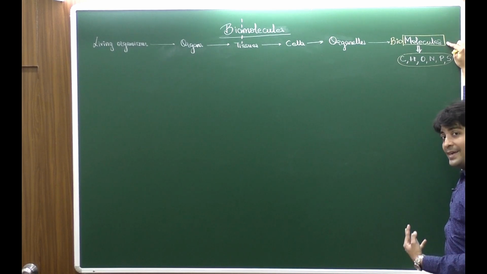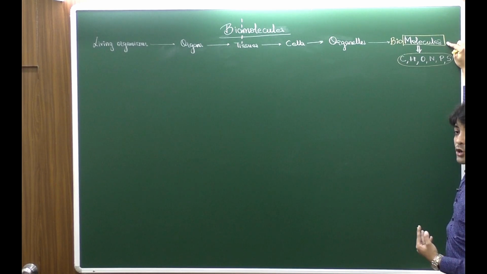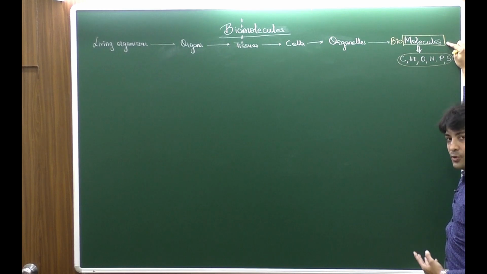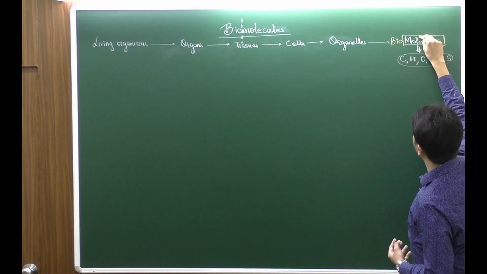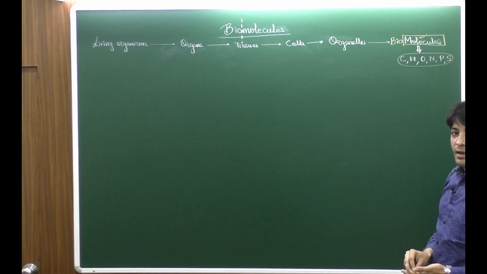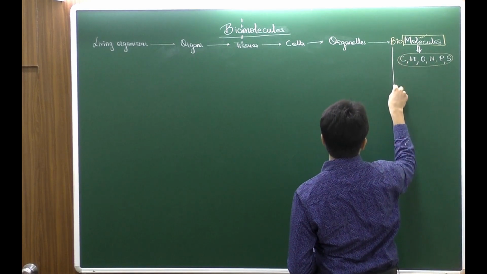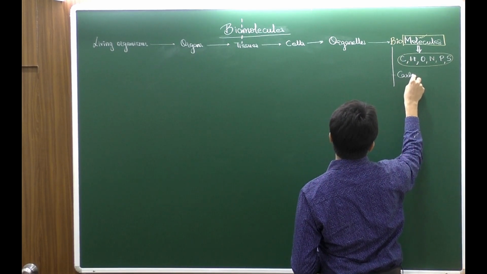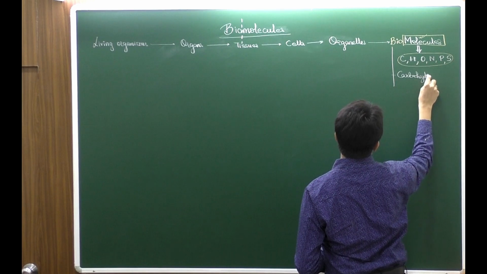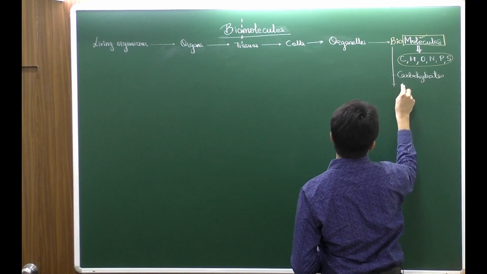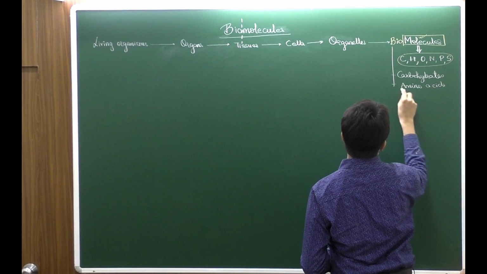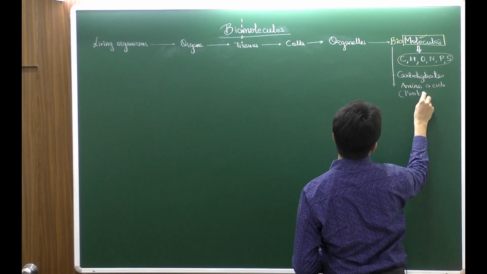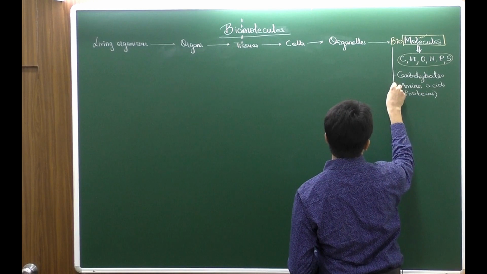But when they are combined in a specific, organized manner, they are able to produce life and also control the various biological reactions. So these molecules are referred to as biomolecules. What are biomolecules? Examples: carbohydrates, amino acids. Amino acids in their polymeric form are nothing but proteins. Polymers of amino acids are proteins.